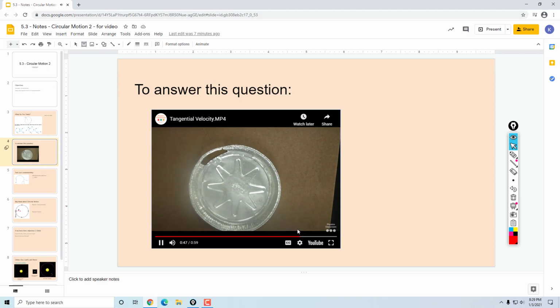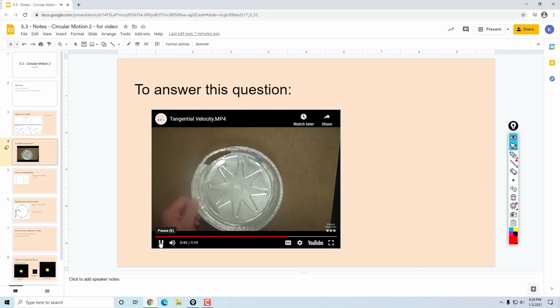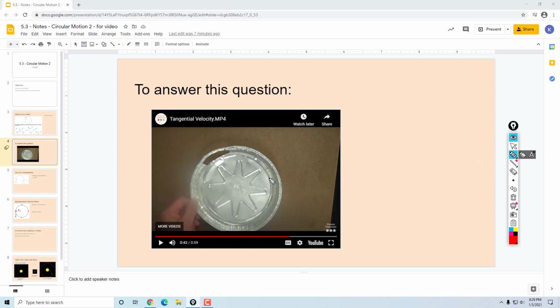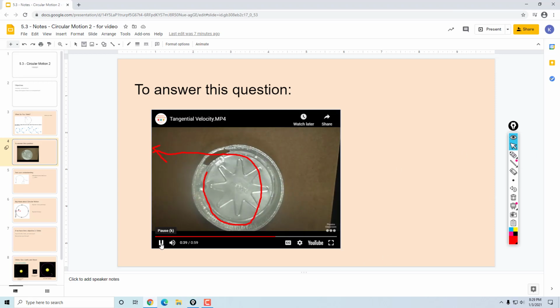As expected, the marble rolls off tangent to the circle. So look at this again. The marble goes in a circle. But once it gets here and there's no more force, it just keeps going straight in the same direction. Let's see it again. Let's see what the marble does at that point.